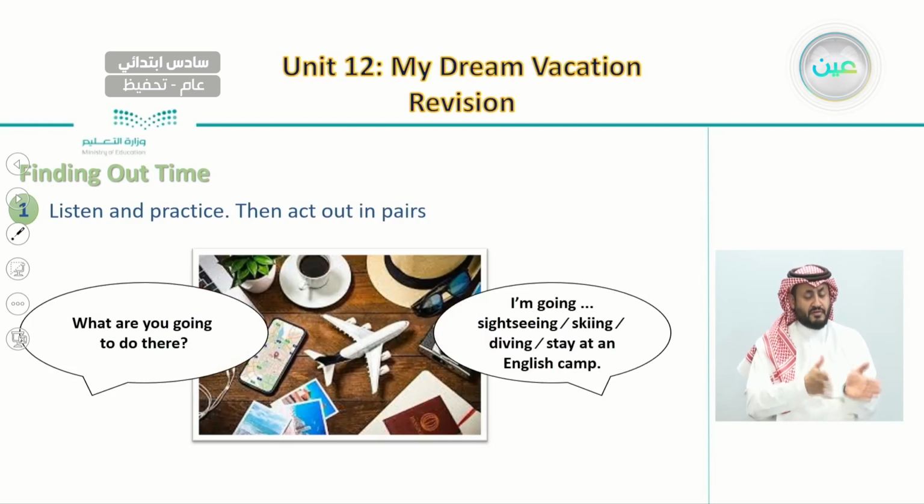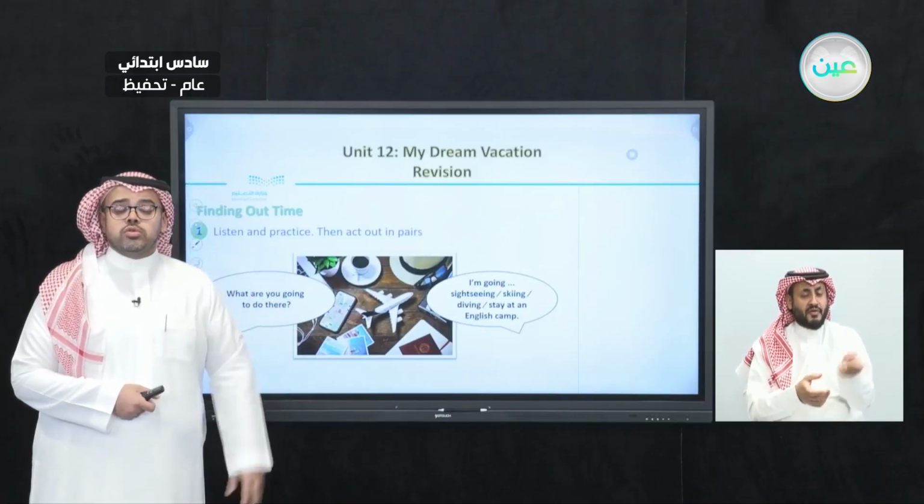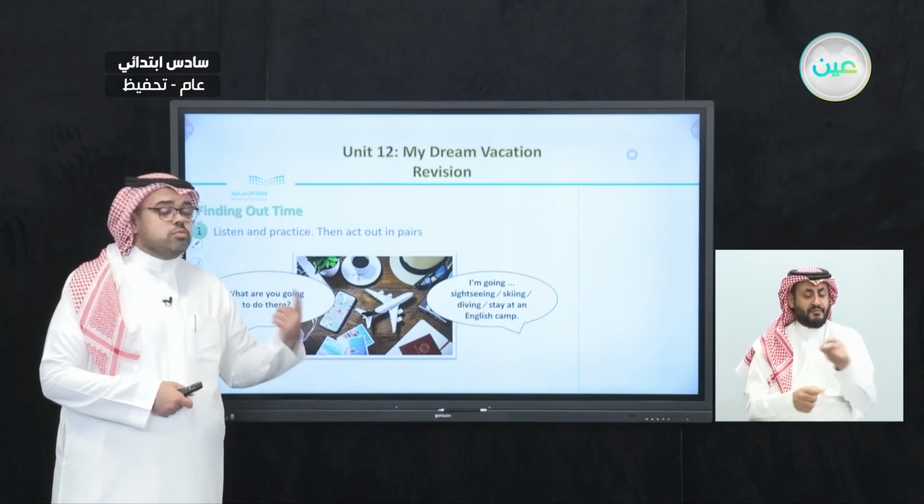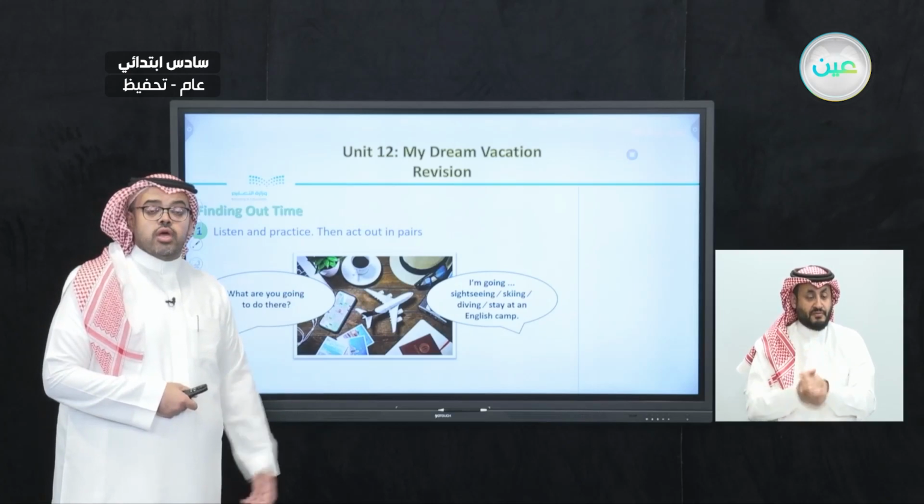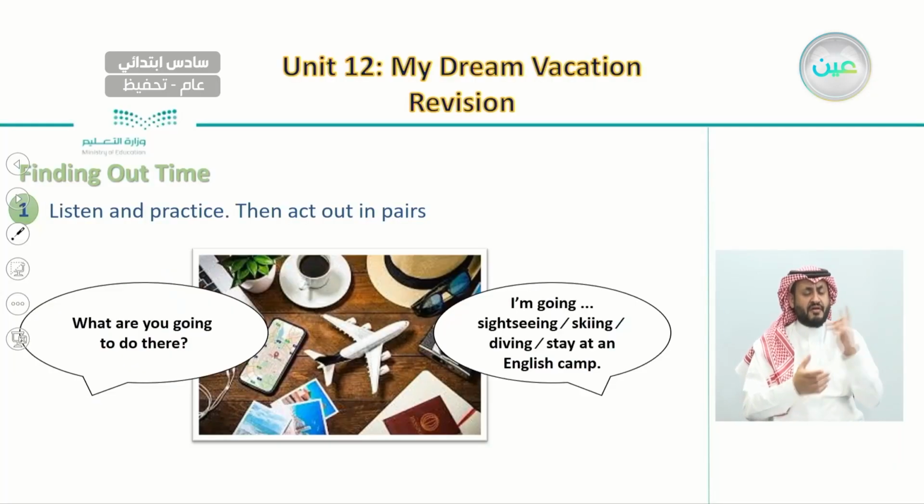And also the third question, as you can see here in this picture, is, what are you going to do there? What are you going to do there? What kind of activities are you going to do when you go to that place? So here we can name different activities. We mostly start our answer with, I am going. I am going sightseeing. I am going skiing. I am going driving. I am going to stay at an English camp. So here we can choose different words, and also we can use different activities to answer that question.